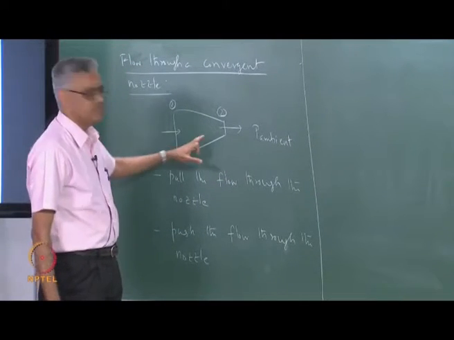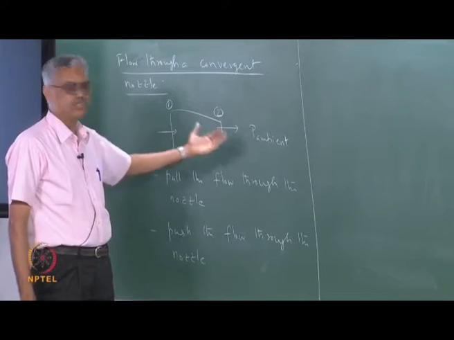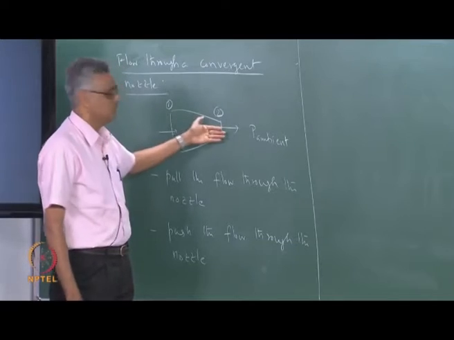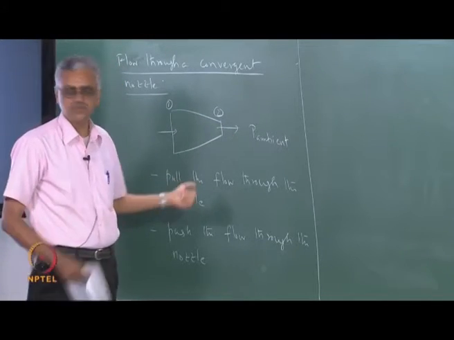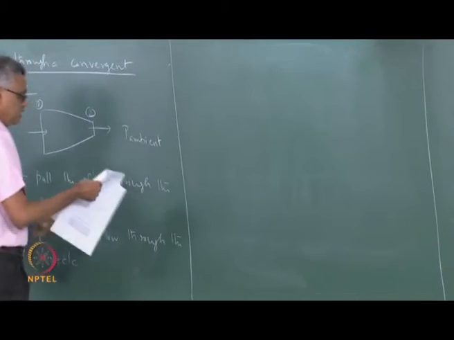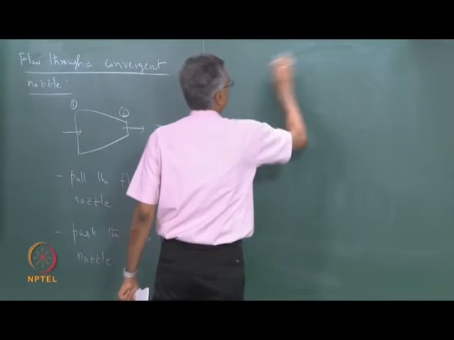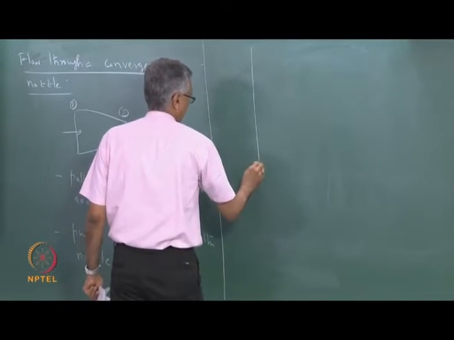Let us see what happens as the flow goes through. In each one of these cases, what is the change of state, for example, along the length of the nozzle as we do this? Okay, that is what we are going to see, and we are going to illustrate this on a TS diagram. Let us start with the first one.